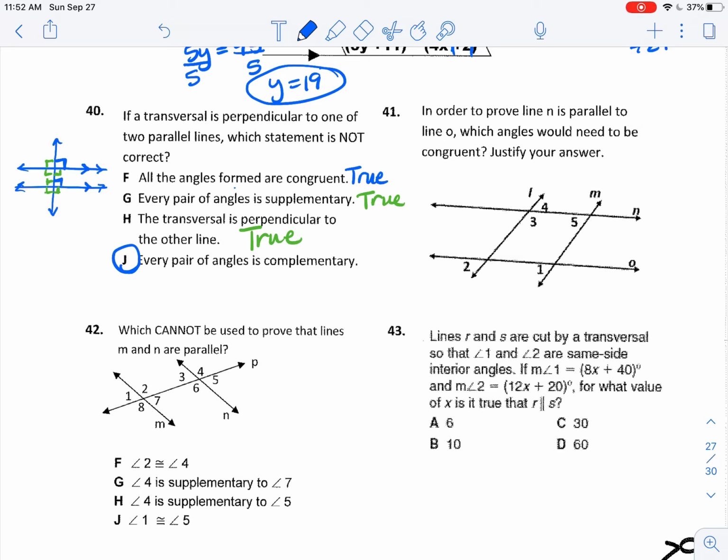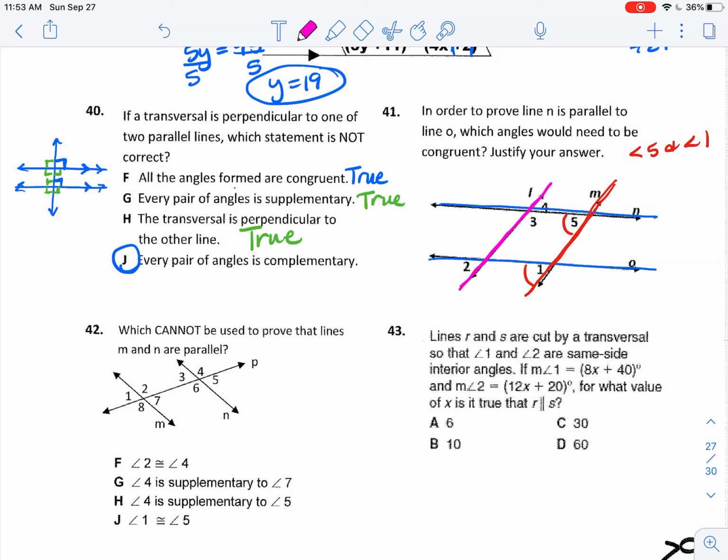Okay, let's take a look at 41. In order to prove line N is parallel to line O, which angles would need to be congruent? Justify your answer. Well, that means I would have to have a transversal. If I use M as my transversal, then angle 5 would correspond with angle 1, and corresponding angles are congruent. So angle 5 and angle 1.